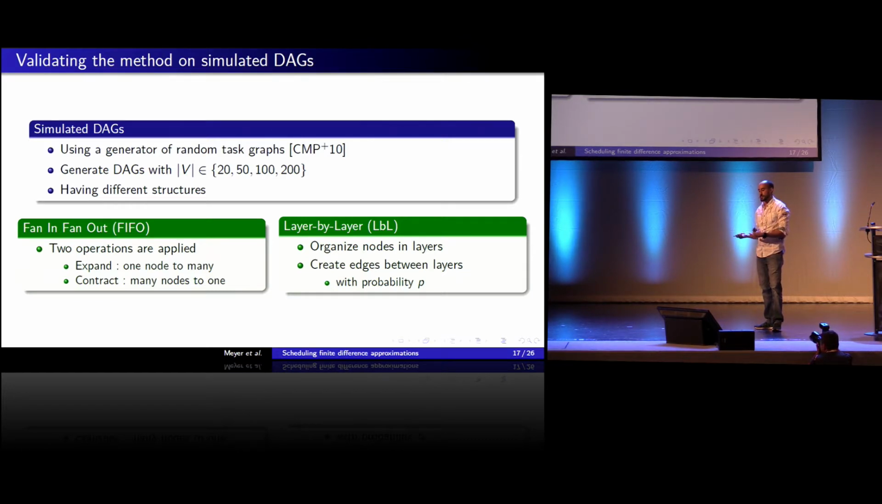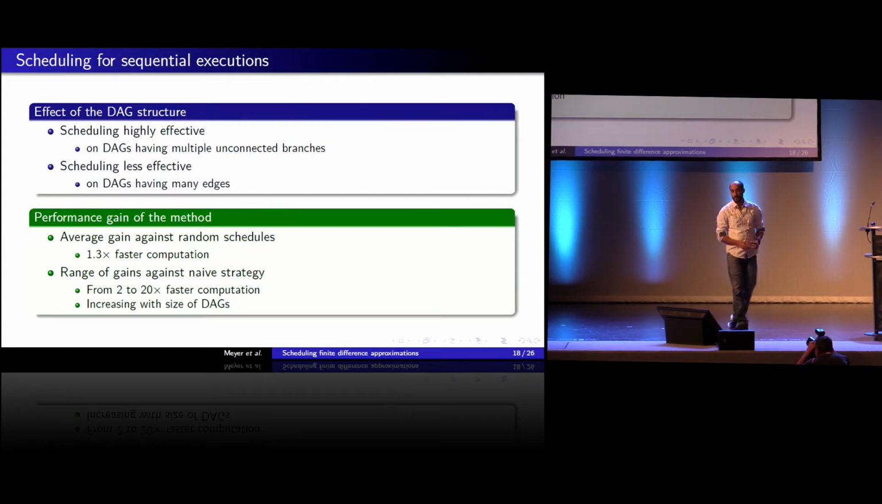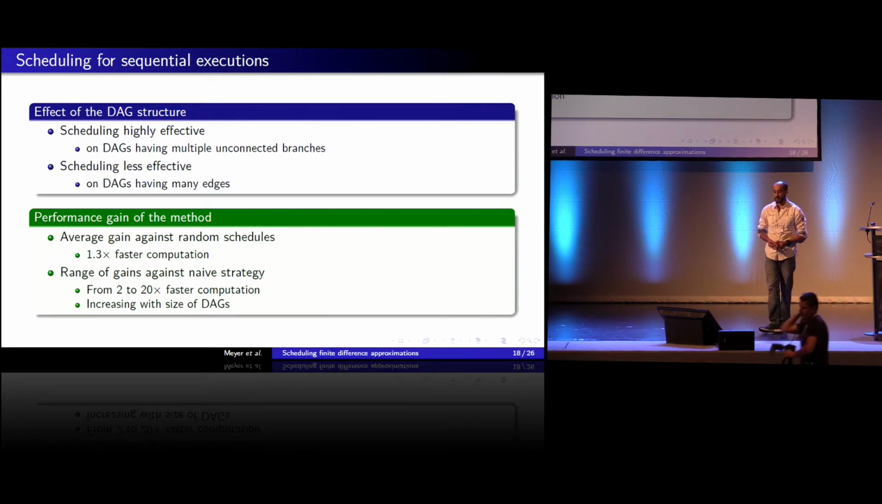The second method is the layer-by-layer approach, where you organize your nodes into layers and then define a probability of connecting the layers together. Using these randomly generated DAGs, we tried our method, and on the sequential execution, what we could see was that the DAG structure had quite a huge impact. For DAGs that had multiple unconnected branches, like binary tree or quaternary tree, the scheduling was highly effective, so it was important to have a good schedule for them. But when the DAG had many edges, meaning that it was strongly connected, it was not really effective.